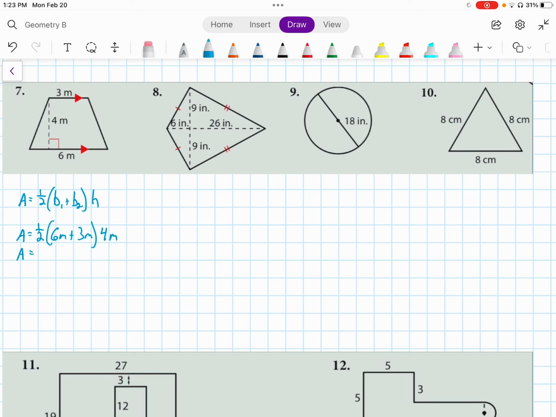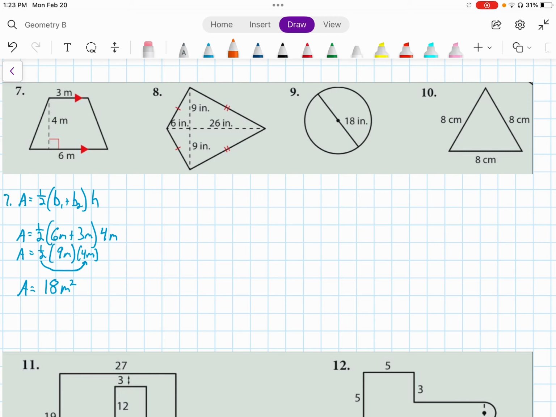And now it's just a matter of simplifying. This is 9 meters times 4 meters. Now this time I'm going to think 1/2 times 4 because we can multiply in any order because of the commutative property. So half of 4 is 2. 2 times 9 is 18. This is 18 meters squared.